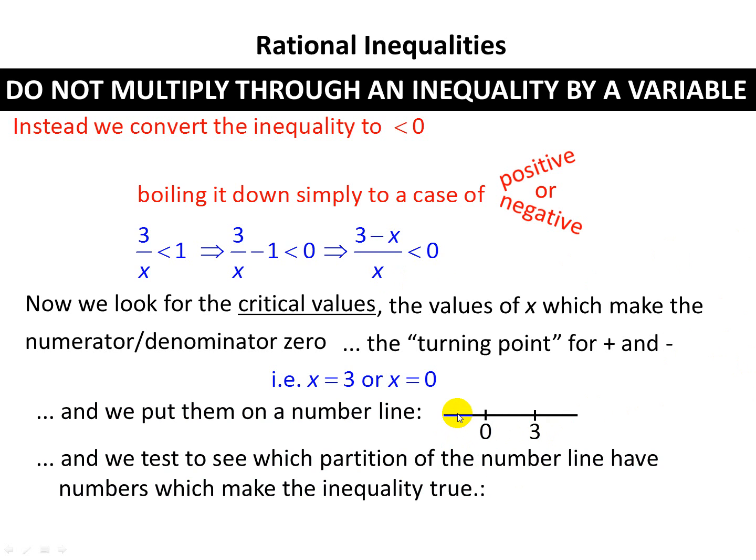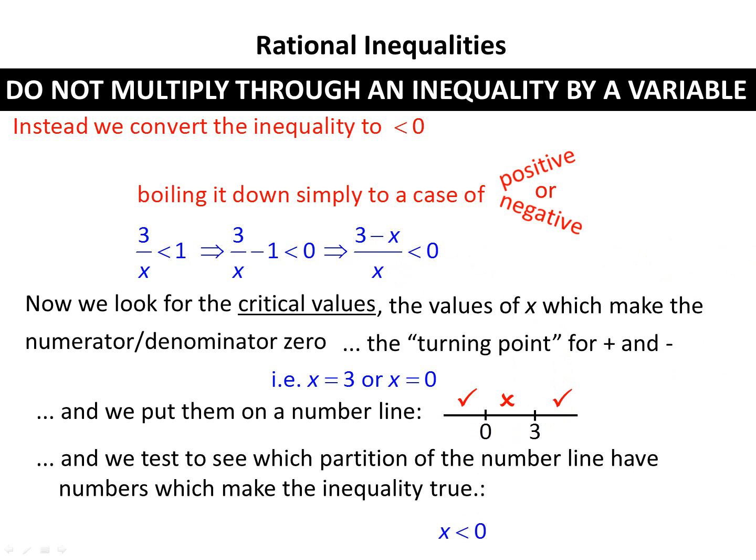So I'm going to try a number less than 0. If I put negative 1 in, I'll get 3 minus 1, which is 4, over minus 1, negative 4, which makes it true. And if I try a number between 0 and 3, such as 1, and I put in 3 minus 1, which is 2 over 1, I get 2, which is not true. And if I test a number such as 4, 3 minus 4 is negative 1 over 4, which is negative a quarter, which is true.